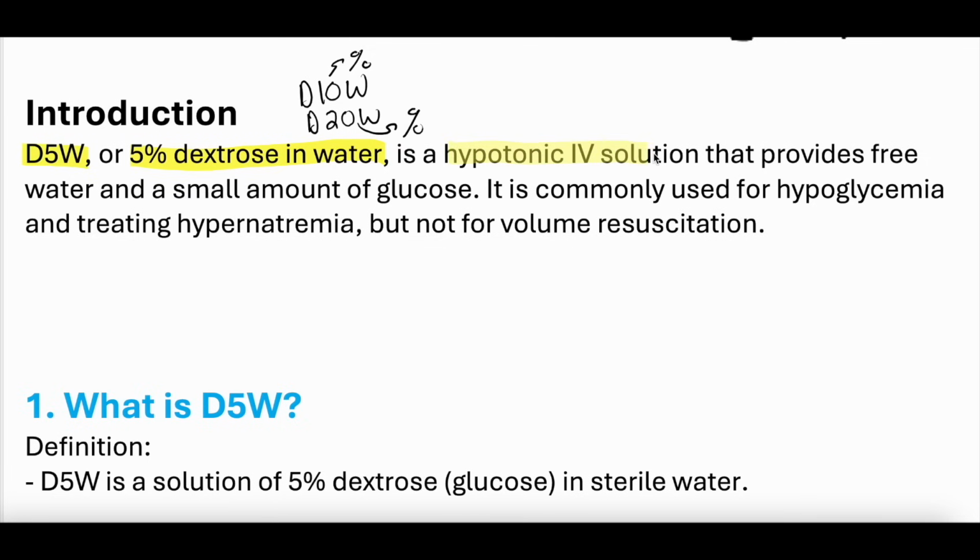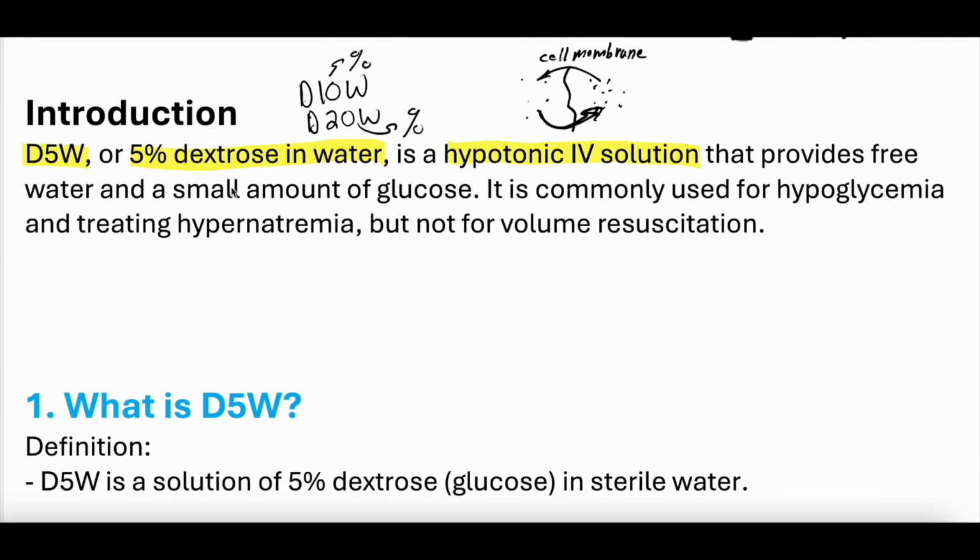D5W is a hypotonic IV solution, right? Tonicity, we've done a whole video on just tonicity. Check it out if you want more information. But when you have a cell membrane, the tonicity drives which direction the free water travels. If you are hypotonic, that means the tonicity outside of the cell is less than inside the cell. And water will go from hypotonic areas to hypertonic areas. Whereas if you are hypertonic, that means the tonicity outside the cell is more than inside the cell. So water will travel from inside the cell to the outside of the cell. So this is hypotonic. So this is D5W traveling into the cell, which we'll talk more about.